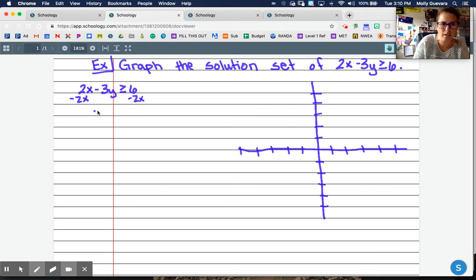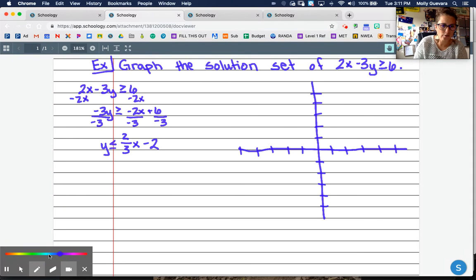And I get negative 3y is greater than or equal to negative 2x plus 6. Okay, then I'm going to divide by negative 3. And I'm hoping that we remember what happens when I divide by a negative. Right, so I get y. When you divide by a negative number, your sign flips directions. Okay, and then negative 2 over negative 3 is just positive 2 over 3x. And then 6 over negative 3 is negative 2.